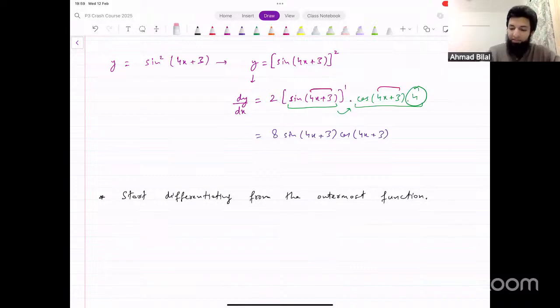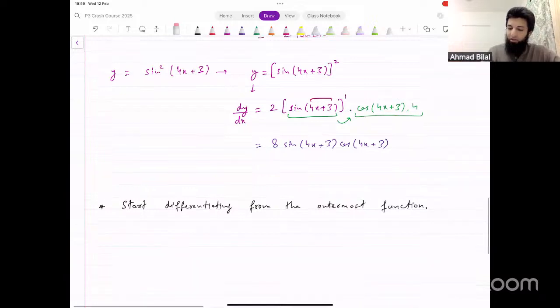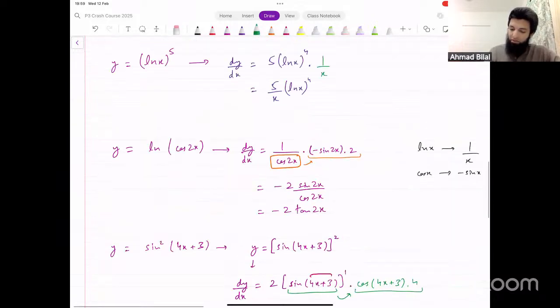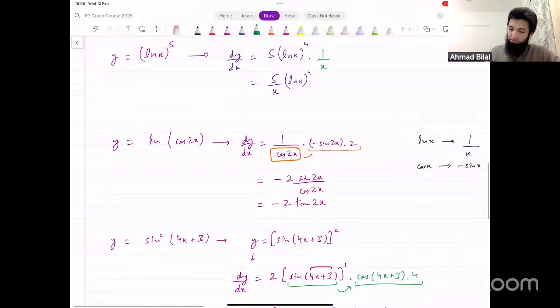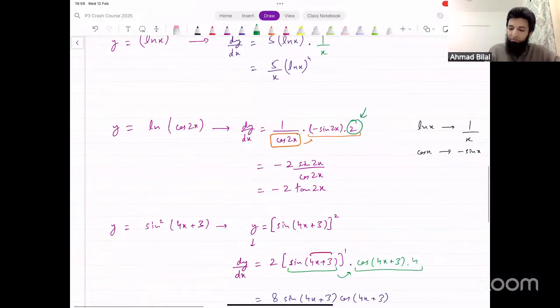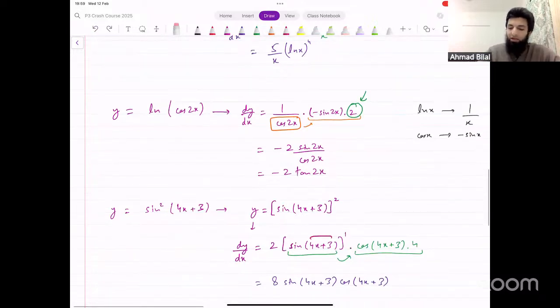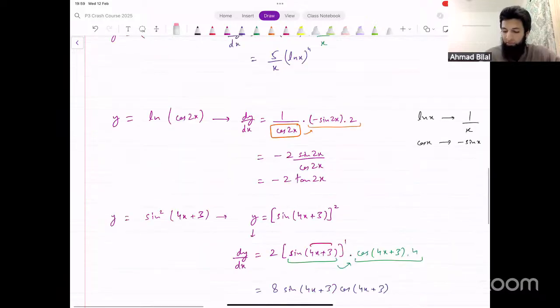In the previous case, we just had 2 outside. So we just wrote that 2 here. And that's it. Everything else remained as it is. Sine 2x over cos 2x. So what's the problem? Where is the confusion? Saad?